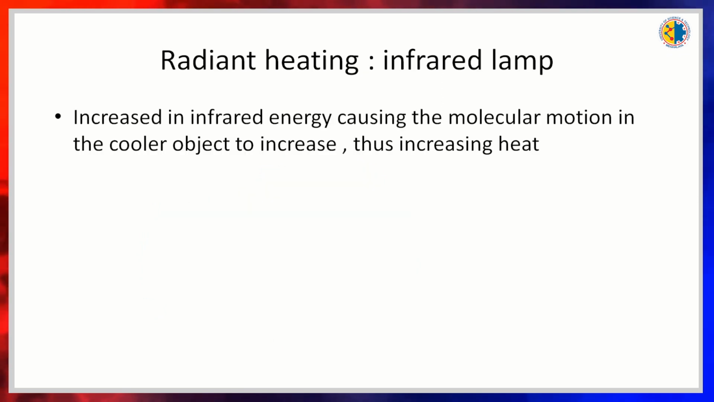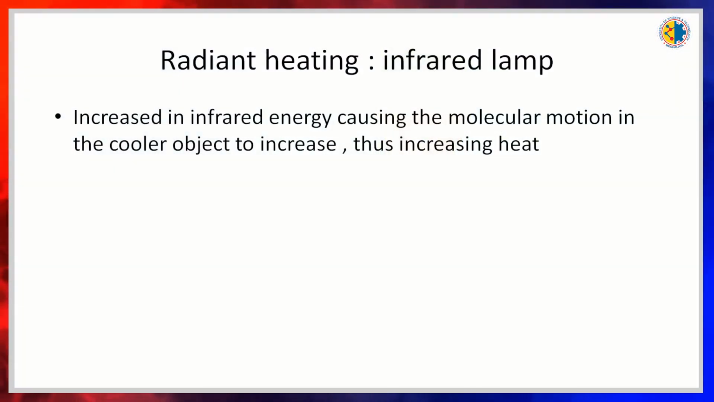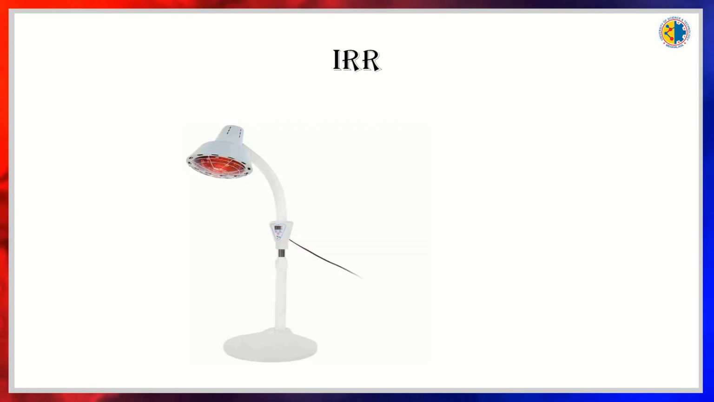Radiating heat comes from any kind of radiation, such as an infrared lamp. The infrared lamp emits infrared energy, which increases molecular motion in the cooler object and increases the heat over the particular area. So this is the infrared ray.